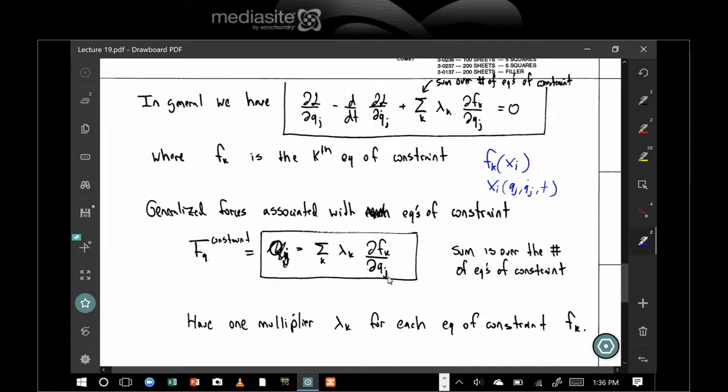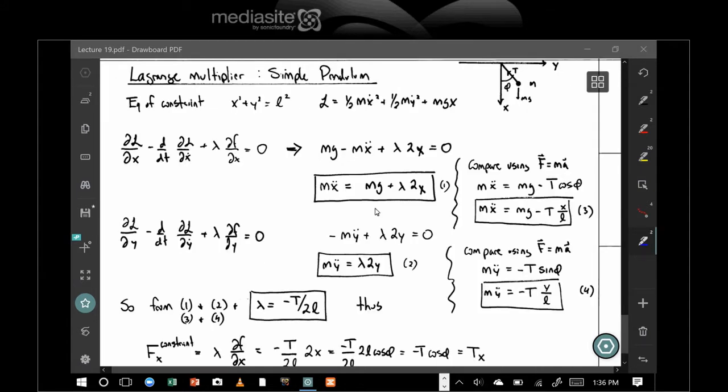So let me just solve a problem for a simple pendulum using Lagrange multipliers. This is a simple pendulum, and I have a free body diagram written up on the top. Let's look over that a little bit. Remember what forces act on it. I have gravity acting downward, and I have a tension that's along the length of the string. So my constraining force is the tension T.